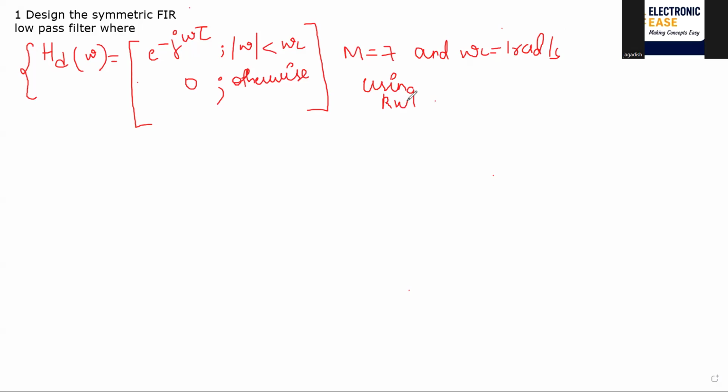See children, for any window problem, whatever they have given you, your first step is to find out the expression for HD of n. So the first step in solving the problem is we need to obtain the HD of n. This is the question. Capital M value they have given us 7 and omega c they have given us 1 radians per second. So we need to obtain the expression for HD of n.